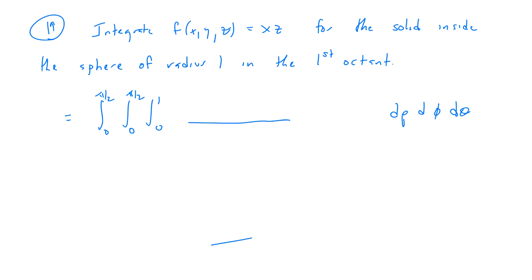X, as I did quickly in the last one, is rho sine phi cosine theta. So that's x. Z is rho cosine phi. And then we always get this as part of the conversion from dz, dy, dx. So x, y, and z, and the conversion factor.